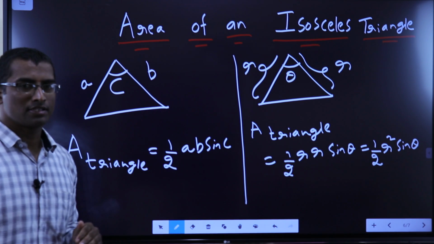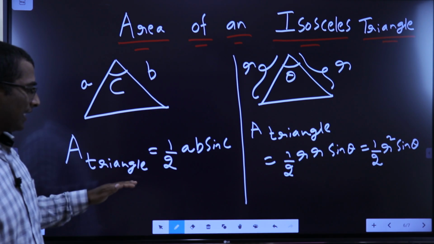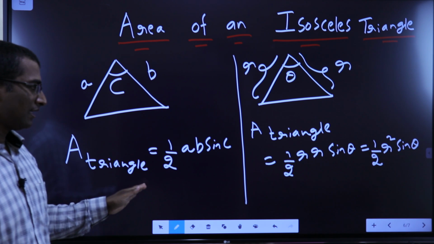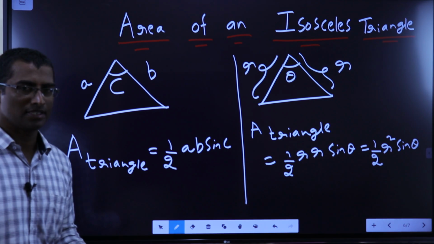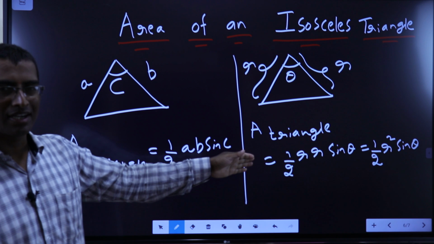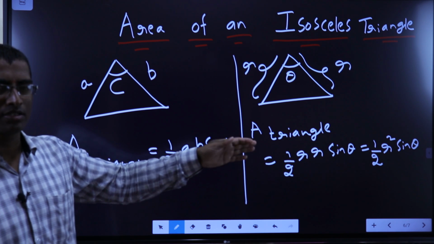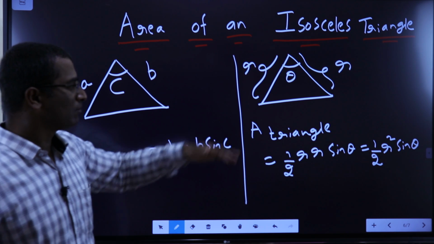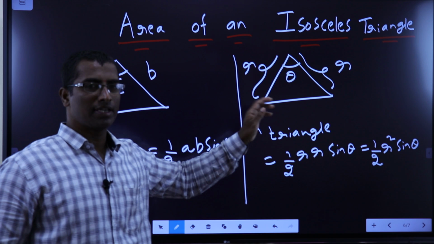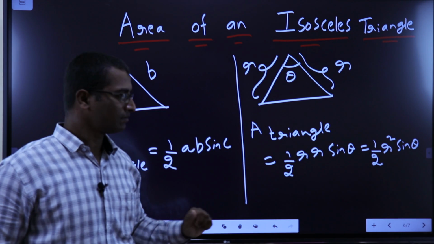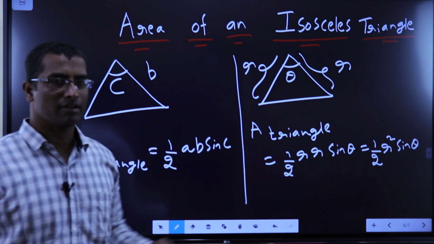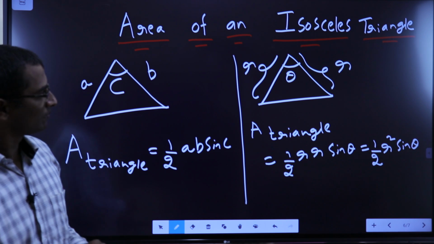Area of an isosceles triangle. You learnt in grade 10th, area of any triangle is half AB sin C. Here in the radians topic you will come across isosceles triangles, and mostly the two sides which are equal will be of length r. So by replacing, I got half r square sin theta.